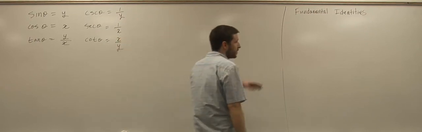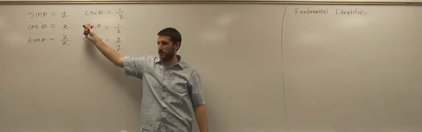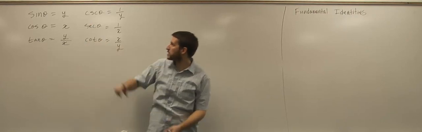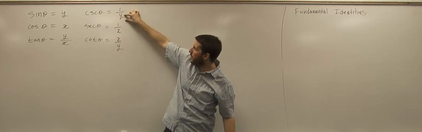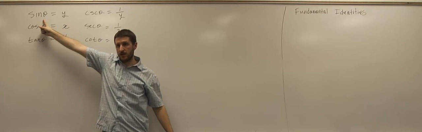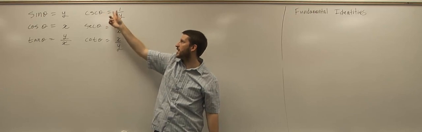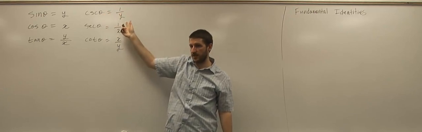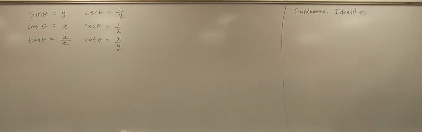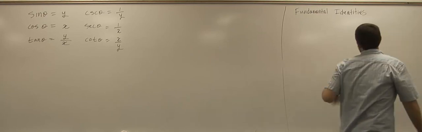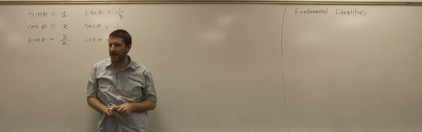So what your fundamental identities do is they take these definitions and try to express all the relationships. So for example, because cosecant of theta is 1 over y, you can replace y with sine theta. So saying that cosecant theta is 1 over y is the same thing as saying that cosecant theta is 1 over sine theta. So if you look over here in the second box on the right, it says cosecant theta is 1 over sine theta. So for each one of these functions, you have a reciprocal identity.